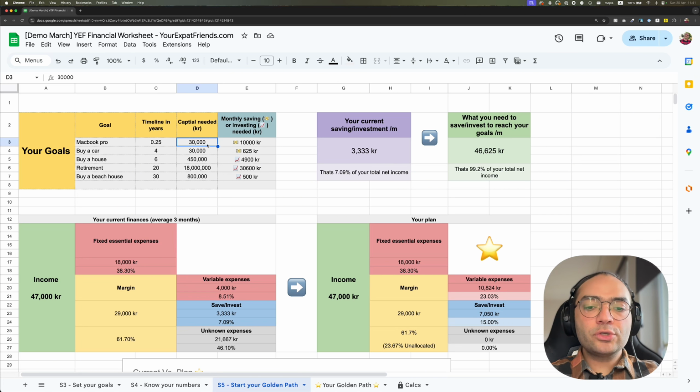So if your goal is in a time horizon less than 5 years, we are basically looking at it as a linear saving option. What does that mean? It means that if you want to buy a MacBook for 30,000 kroners in 3 months, we simply divide that by the number of months left, and you just keep saving that money until you reach that goal. So in this scenario, 3 months, 30,000 kroners, it would be 10,000 kroners per month that you would need to save to get to this number, right?